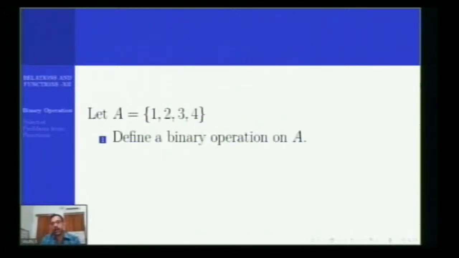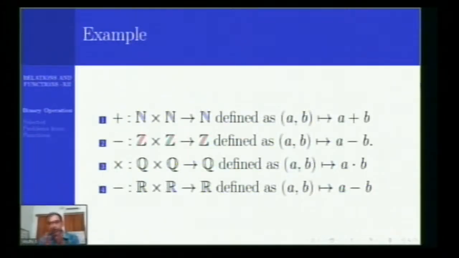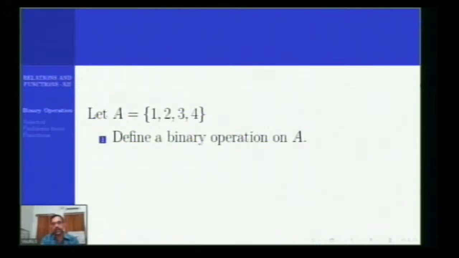Now, I have a question for the viewers: what about division on real numbers? Think about it for some time, whether division will be a binary operation or what properties division will have. We will come to that again. Let us see one more example, also for viewers. Very easy one. I have given a set A equal to 1, 2, 3, 4. What you have to do is define a binary operation on A.